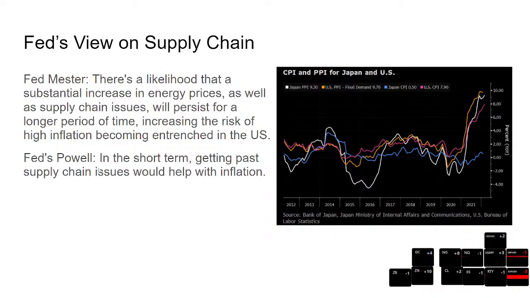As we've also said, we've had Fed's Powell saying that in the short term, getting past supply chain issues would help with inflation. So any further disruption or any further increases to PPI would factor in to the Fed's view on trying to help with those supply chain issues, i.e. by trying to bring down inflation overall with hiking rates.